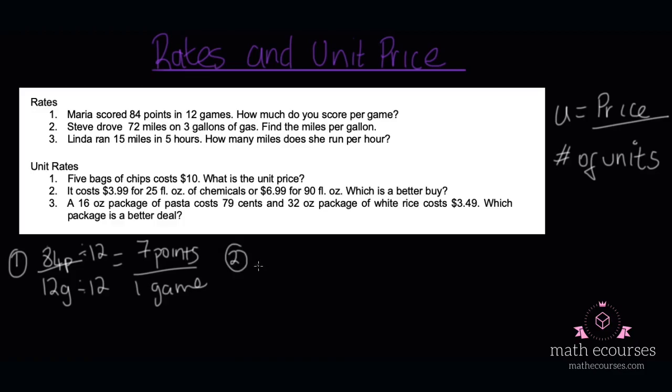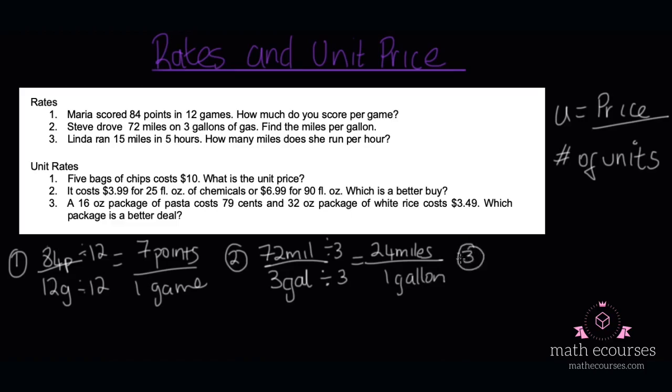For the second problem, Steve drove 72 miles on 3 gallons of gas. Find the miles per gallon. So Steve drove 72 miles on 3 gallons. To find out how many miles he got per gallon, you're going to divide this by 3. 72 divided by 3 is 24. So this means he got 24 miles per gallon, per 1 gallon.